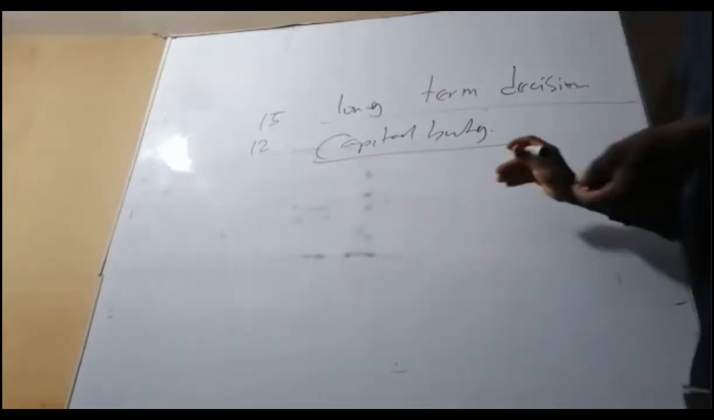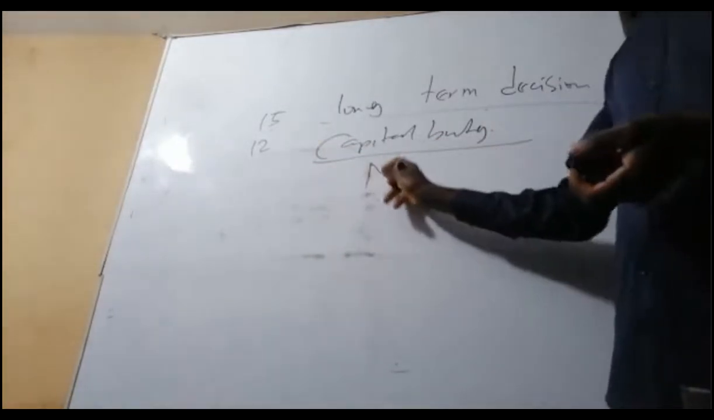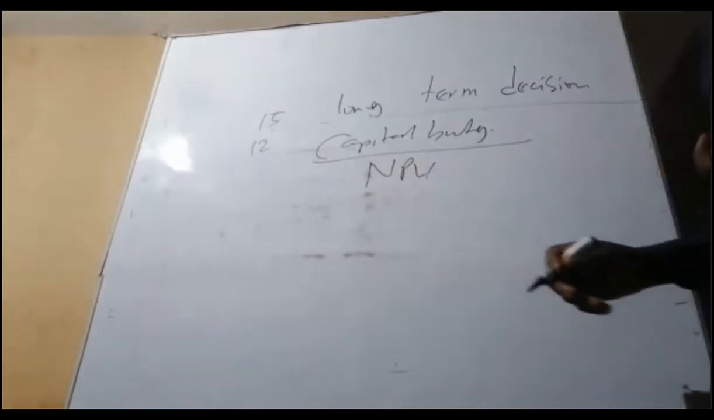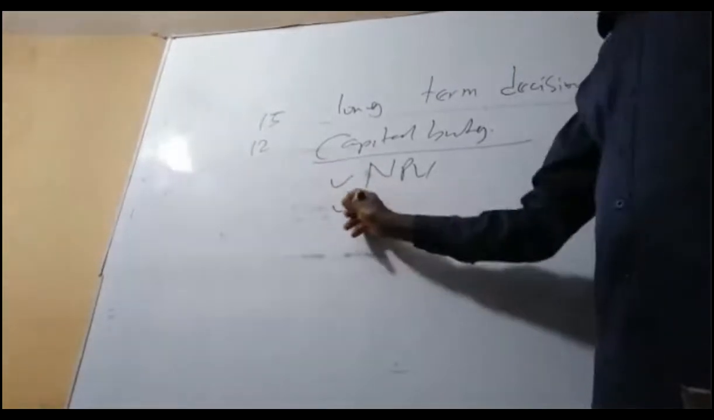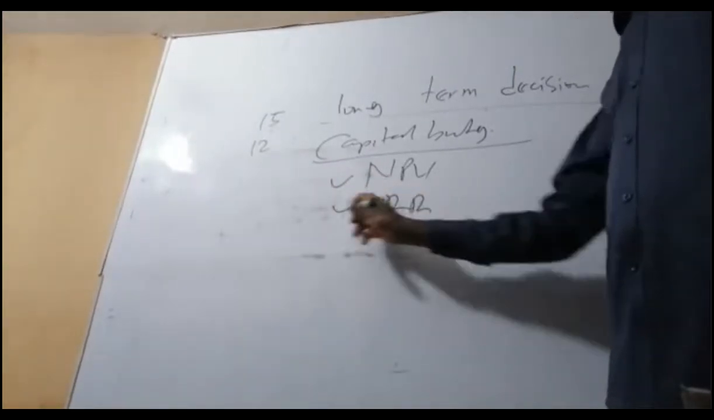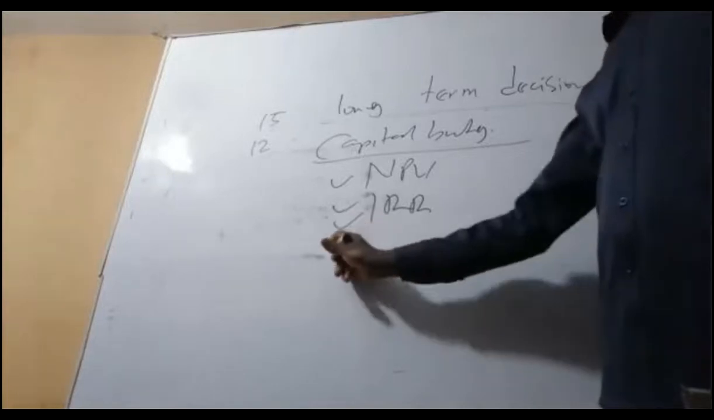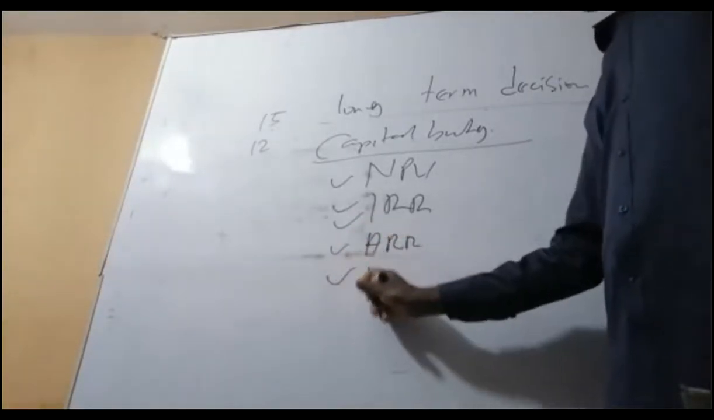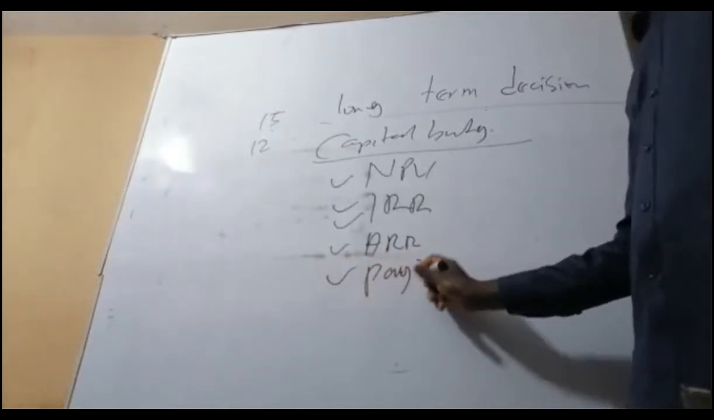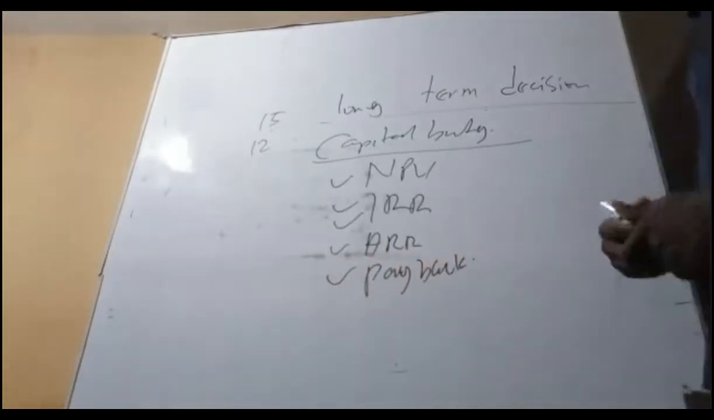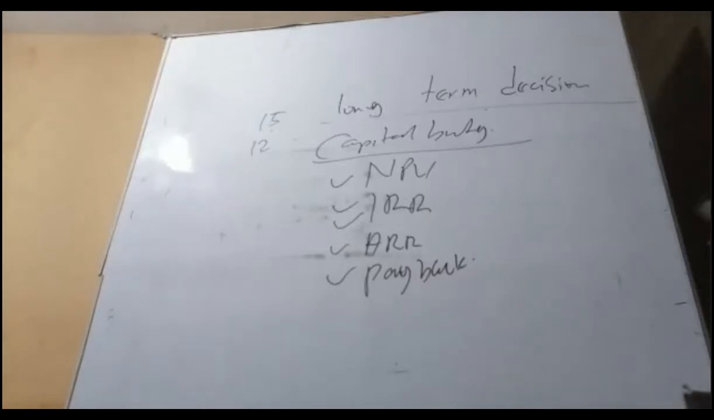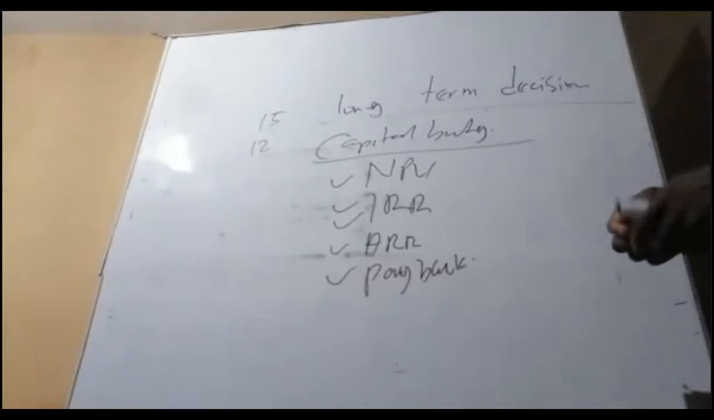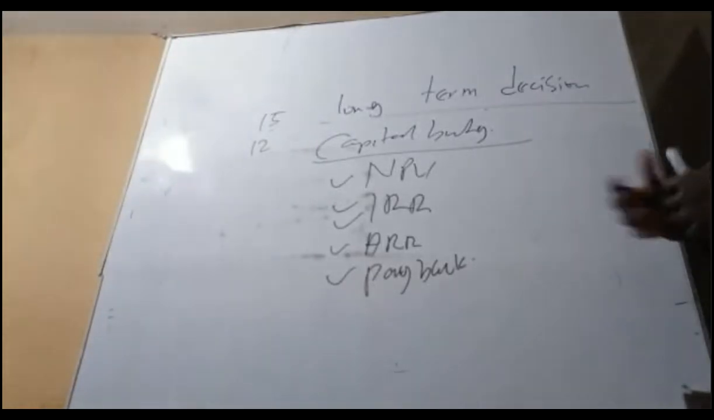And then the areas concerned are NPV, that's net present value, IRR, internal rate of return, and then ARR. Finally, payback period. So that's all. And they are not difficult. Okay, so I'm done with the capital budgeting for 15 marks.